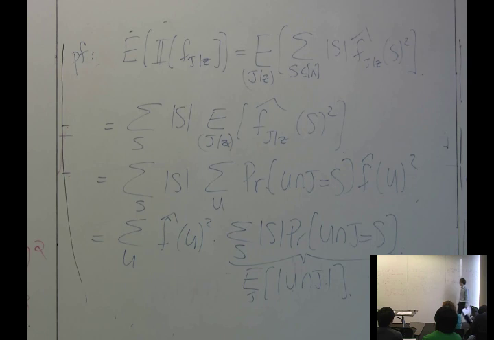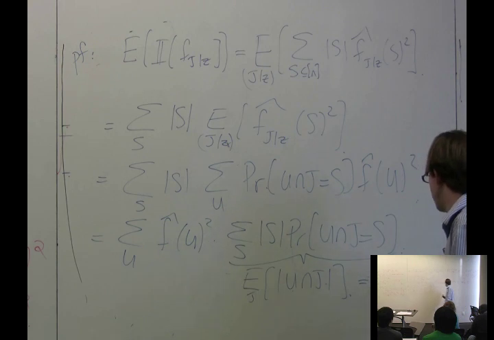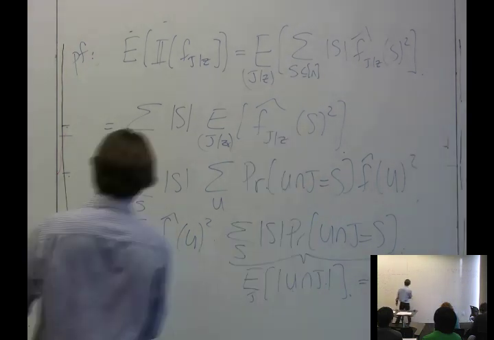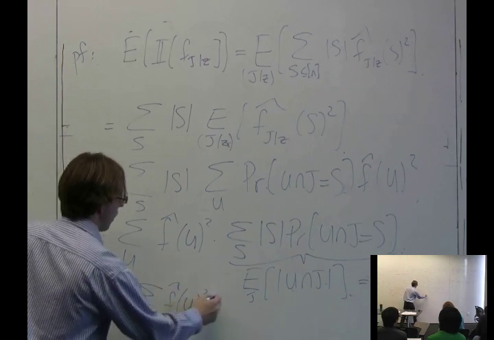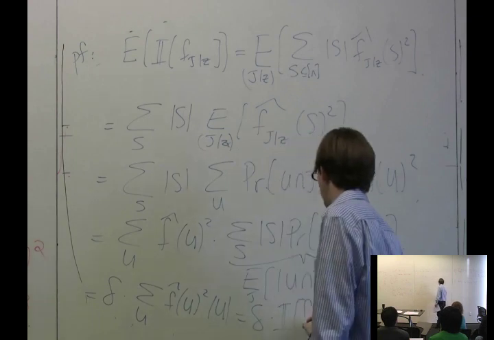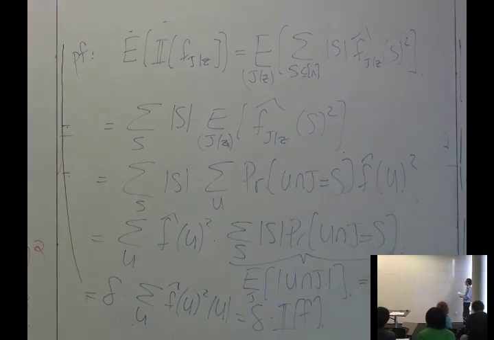Okay, so what is the expected cardinality of U intersect J? There are cardinality of U elements, and each of them is in there with probability delta. So by linearity of expectation, it's delta times cardinality of U. So overall, we've got delta times the sum over U of F hat U squared times cardinality of U, which is delta times the total influence of F. Okay, any questions about that?